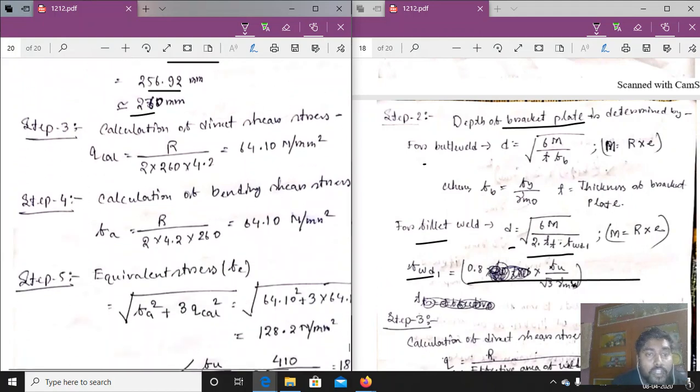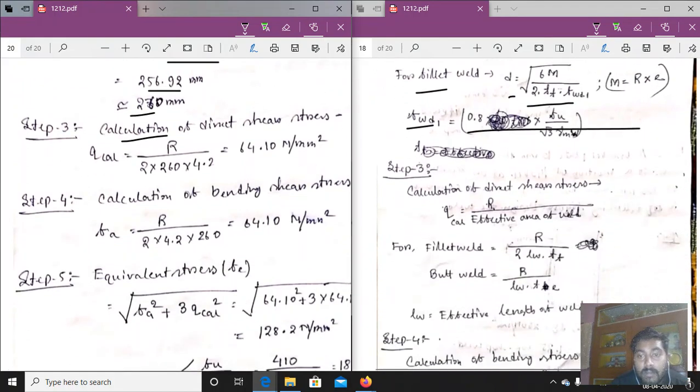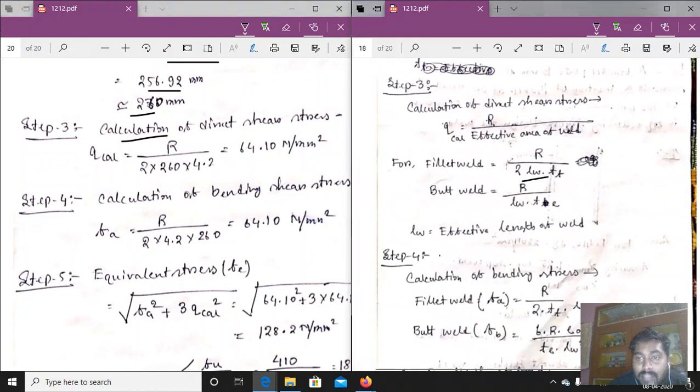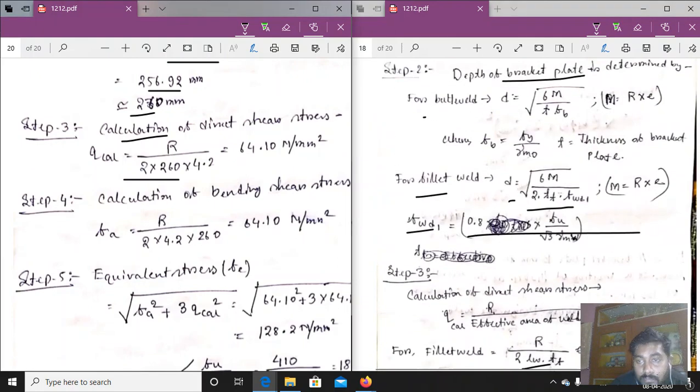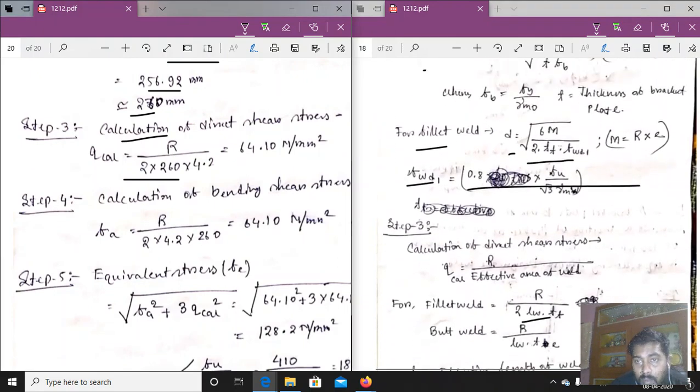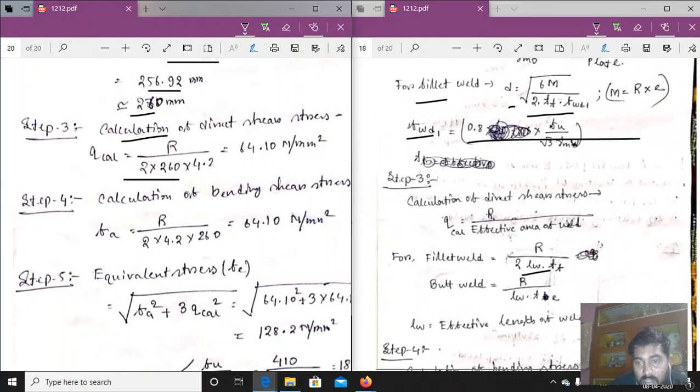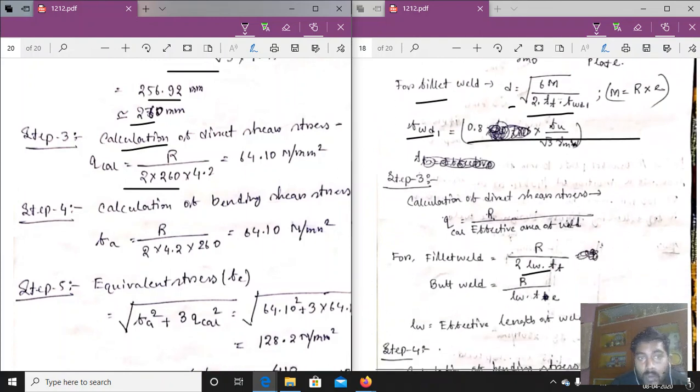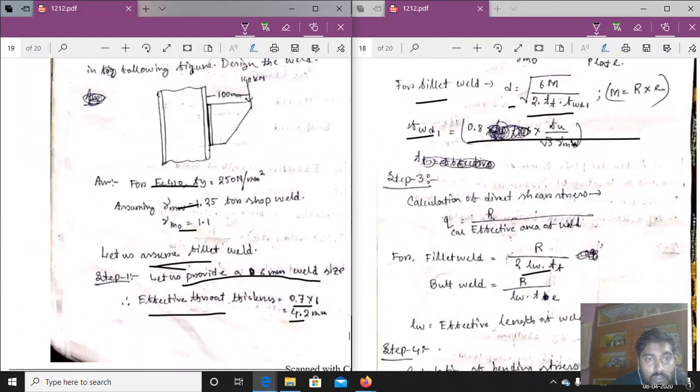Now the calculation of the direct shear stress, that is step number 3. For fillet weld, the formula is R divided by 2 into LW, where LW is the length of the fillet weld, into TT, that is the throat thickness. The throat thickness we have calculated is 4.2.